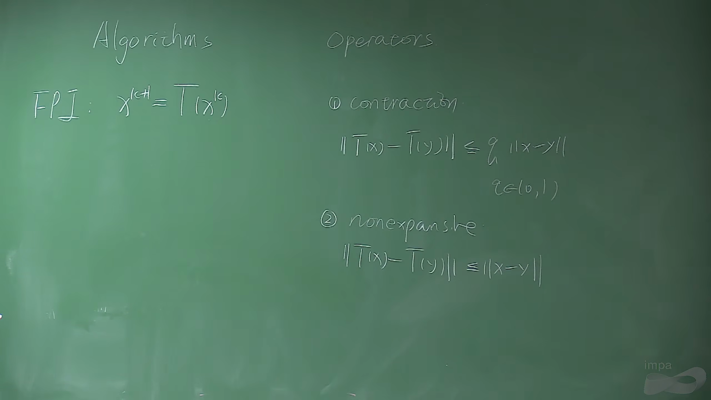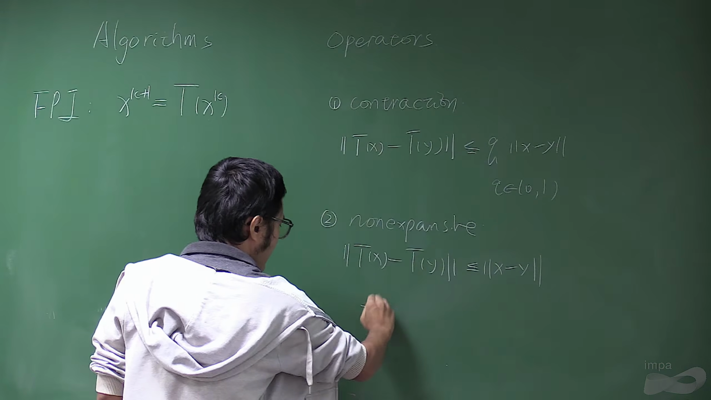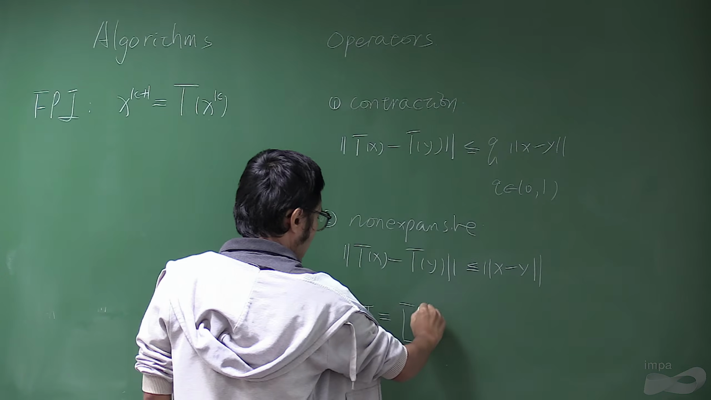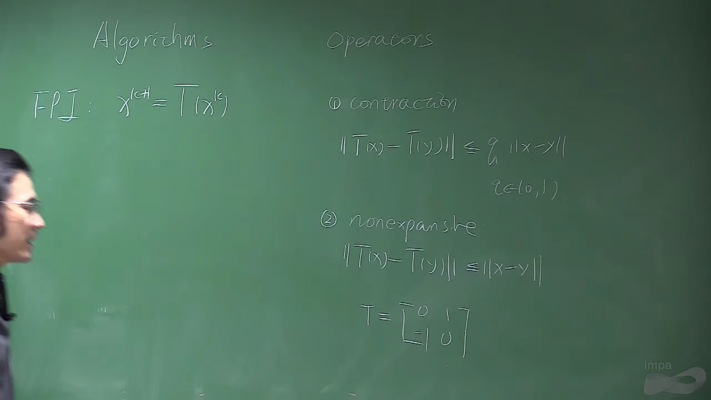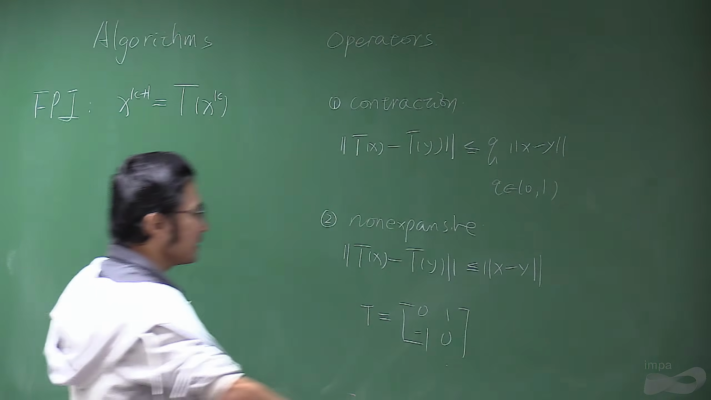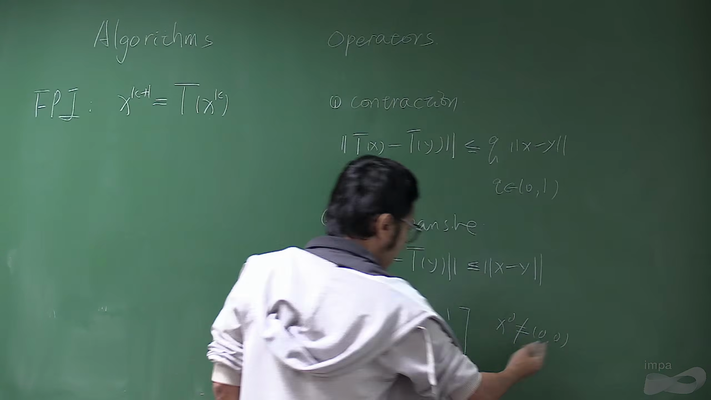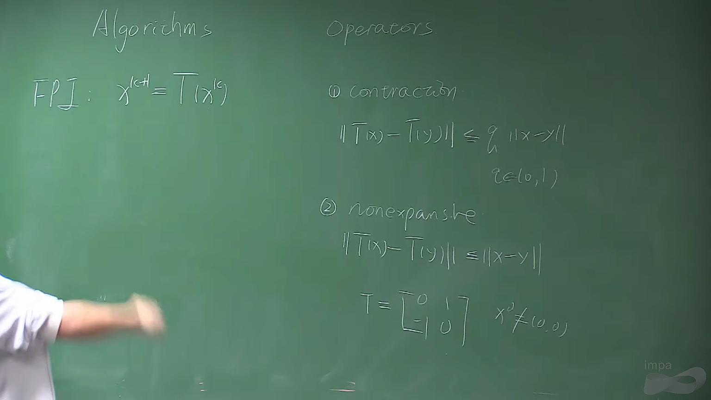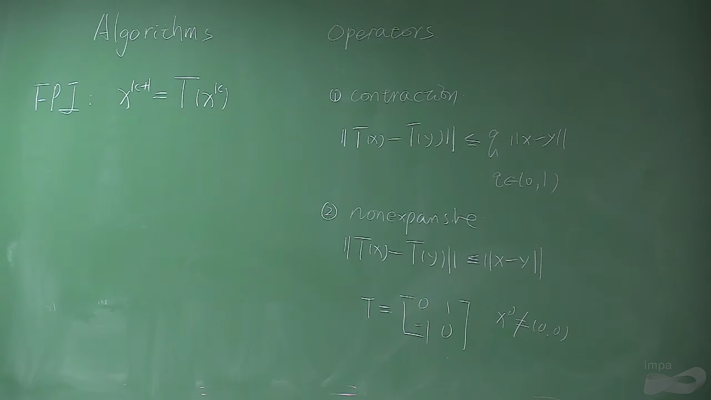But unfortunately, if we only assume that the operator T is non-expansive, we cannot get the convergence of the fixed point iteration. We have a counterexample here. If the operator T equals [0, -1; 1, 0], it's the 90-degree rotation, okay? And if your initial point x0 is not the origin in R2, then your fixed point iteration with this operator will never converge.